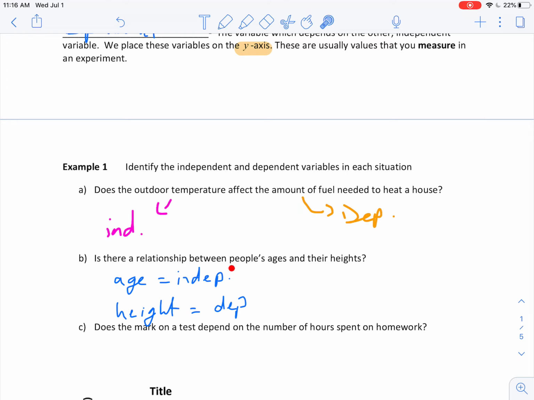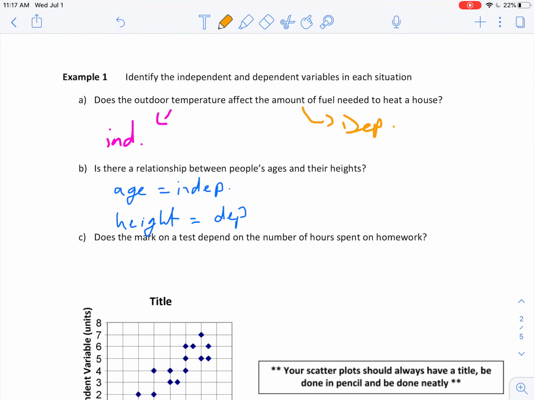Is there a relationship between people's ages and their heights? Well, in this case, age would be independent, and height would be the dependent variable, or their height is dependent on their age. Does the mark on a test depend on the number of hours spent on homework? Well, number of hours, that would be a time. That would be my independent. And then the mark on the test would be dependent. It would be basically in direct relation to how many hours you spent on your homework.